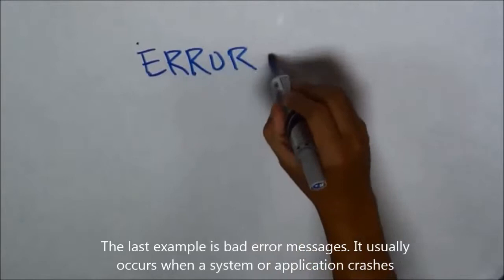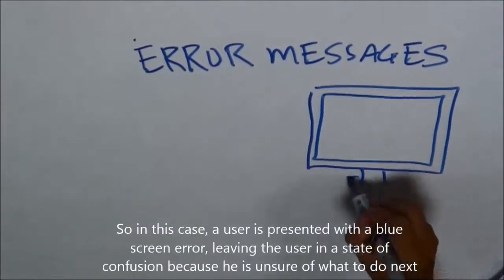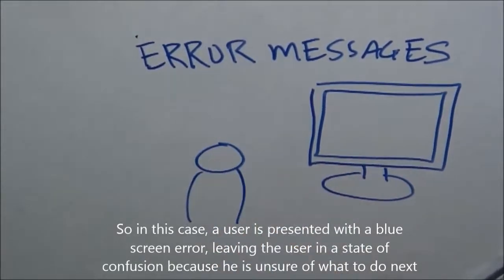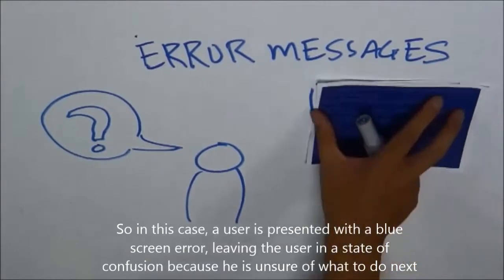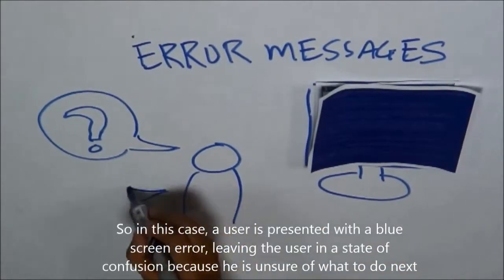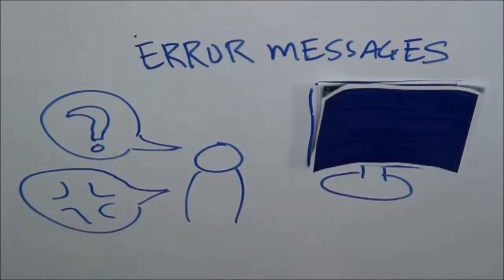The last example is bad error messages. It usually occurs when a system or application crashes. So in this case, a user is presented with a blue screen error, leaving the user in a state of confusion because he's unsure of what to do next. This leads to the highest level of frustration to the user.